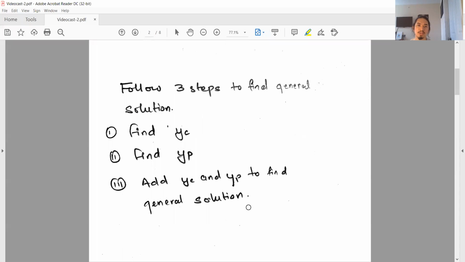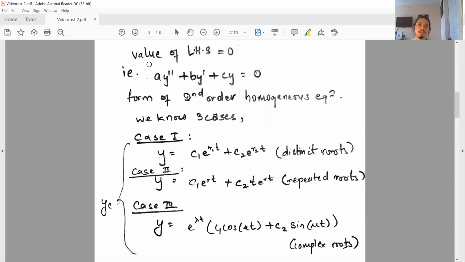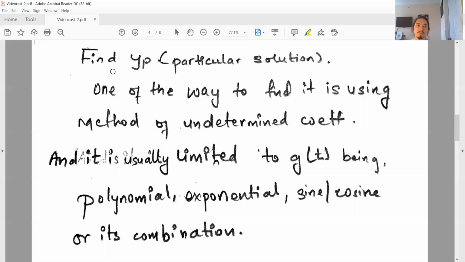In order to find a general solution, we follow three steps. First, find yc; second, find yp; and third, add yc and yp to get the general solution. We start with the first step, how to find yc. In order to find yc, we make the value of the left hand side equal 0. That is, it is in the form of a second order homogeneous equation. We already know that after solving this equation we get three cases, and yc will be one of those cases. That's it. And for the second step, that is to find the value of yp, the particular solution.